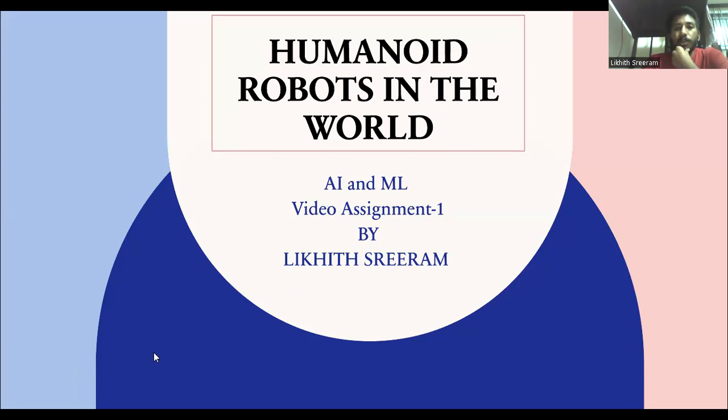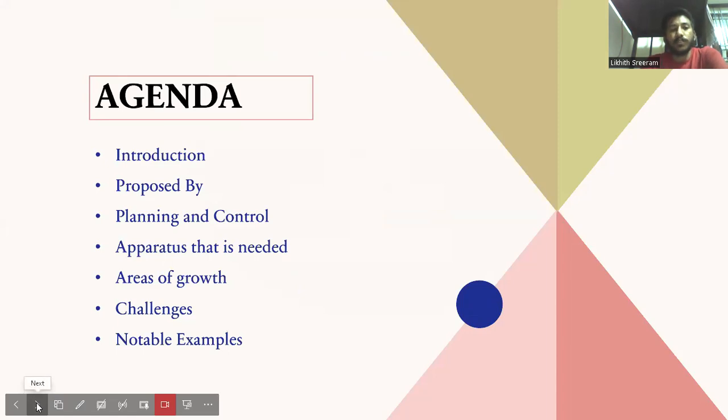We'll be discussing the humanoid robots in the world. It's a new video assignment of artificial intelligence and machine learning. If we go to the agenda of today's video, there will be an introduction of the humanoid robots, which contains the definition and proposed introduction of the topic. The proposed means it will discuss the people who started the innovative ideas of proposing the robotic arms and humanoid robots and robotic automata.